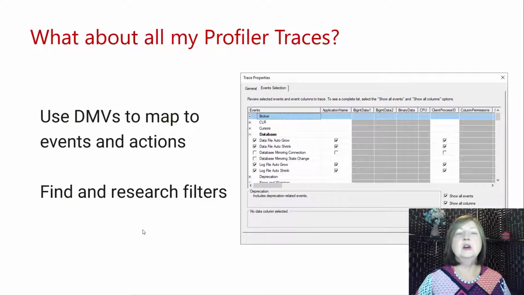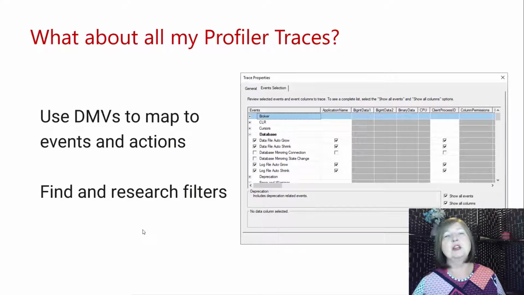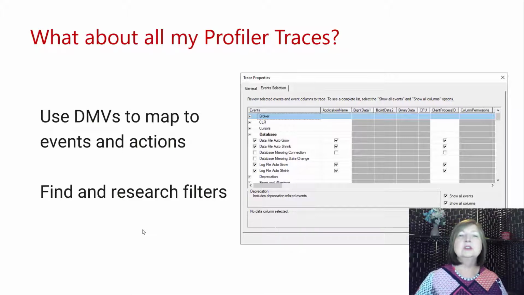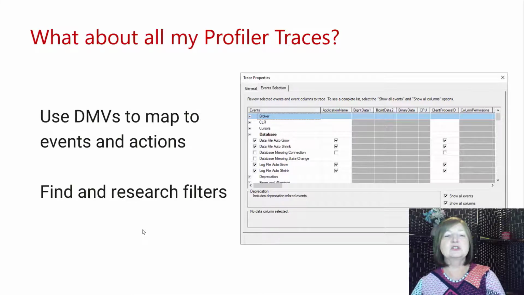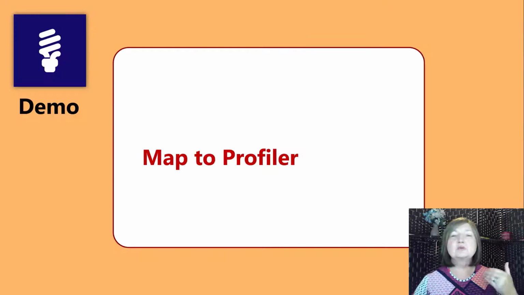Now that you've seen how to create an extended event session, you may be wondering what you're going to do with all those profiler traces that you're already using. Luckily, Microsoft has provided a number of DMVs that can be used to map the old traces to extended event sessions. It takes a little bit of work. There is one little gotcha: it's not great on the filters, but it's really not bad. So let's take a look at how to do this.